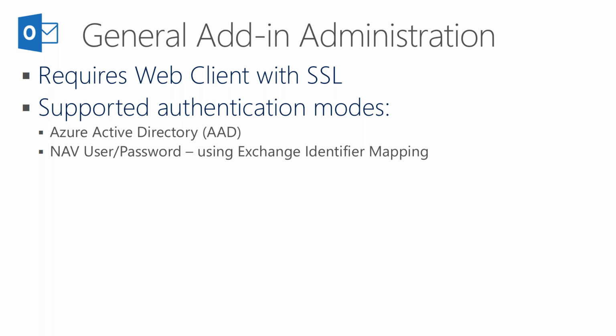A few general notes on administration. To be able to deploy these, it requires a web client deployed with SSL. The reason for that is the page that we're displaying within that add-in is the web client. It's a web client page, and the SSL piece is a requirement of Office for those add-ins. So also our supported authentication modes, either NAV user password, which is mapped to an Exchange identifier, or using Azure Active Directory are supported authentication modes for the Outlook add-in.